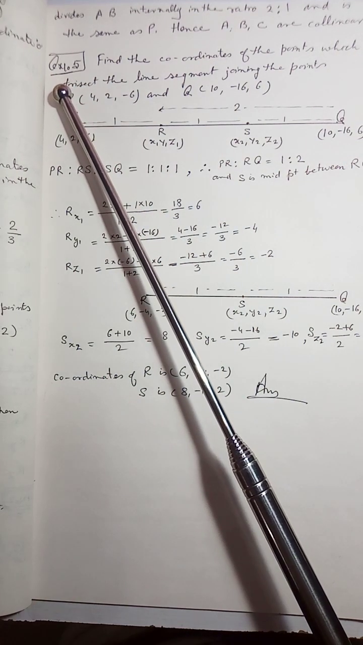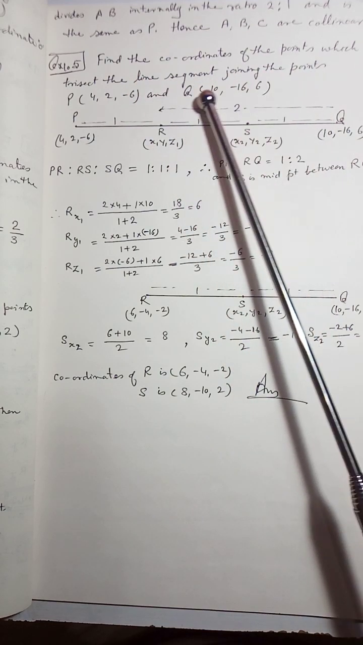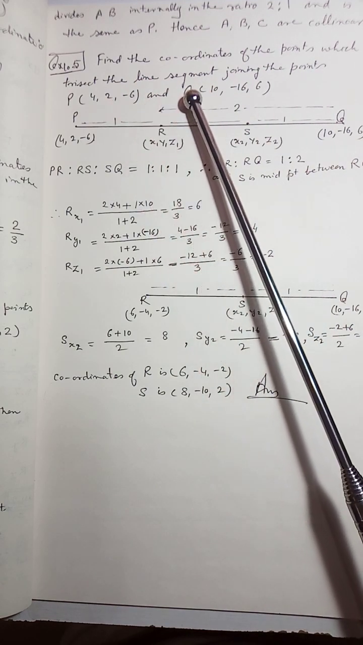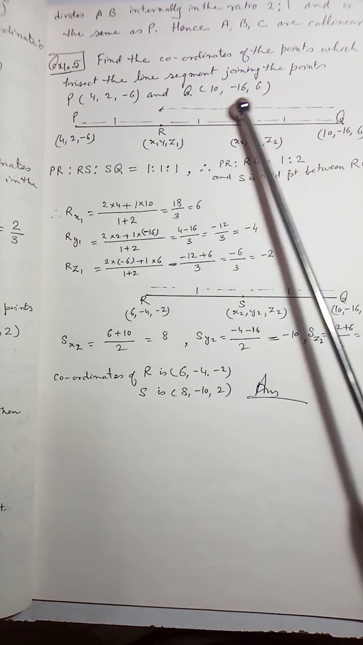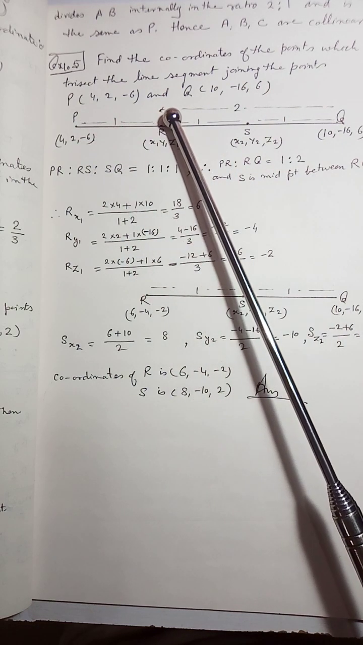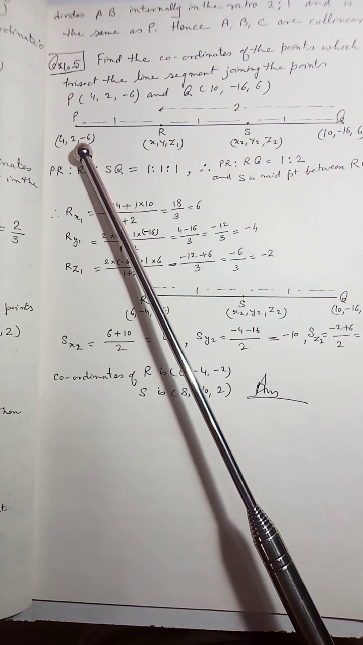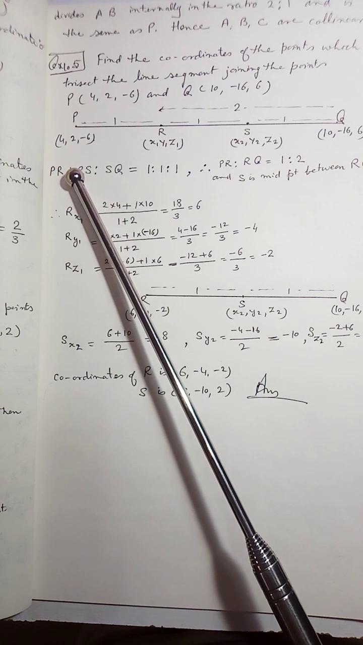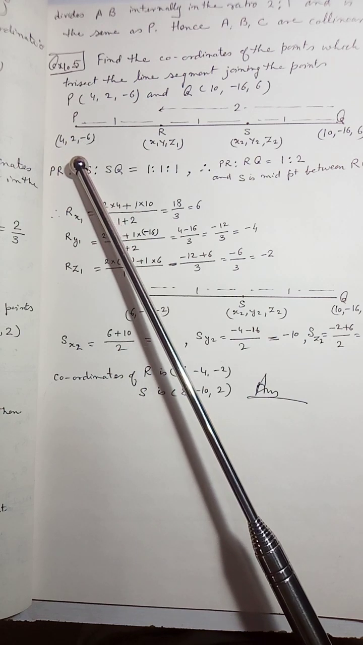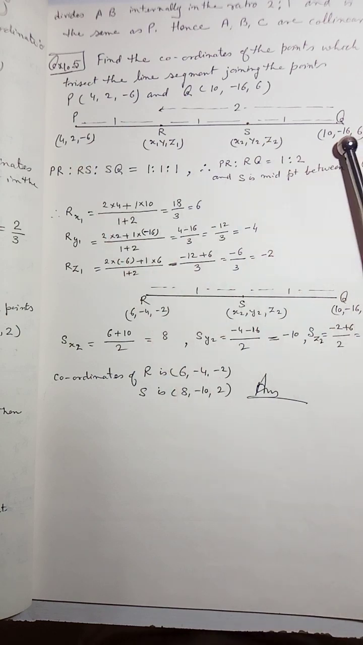Now question number 5. Find the coordinates of the points which trisect the line segment joining the points P (4, 2, -6) and Q (10, -16, 6). P and Q are the two points whose coordinates are (4, 2, -6) and (10, -16, 6).